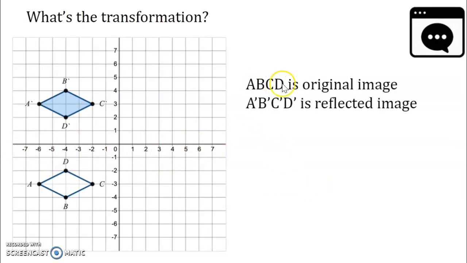So ABCD is the original image. ABCD, the white image, is the original. Then A prime, B prime, C prime, D prime is the reflected image. The blue one is the reflected image.